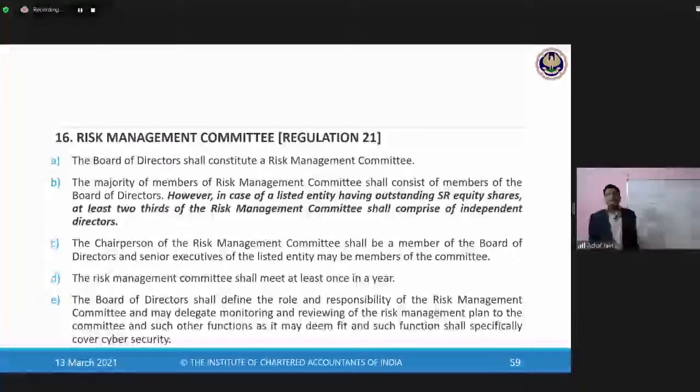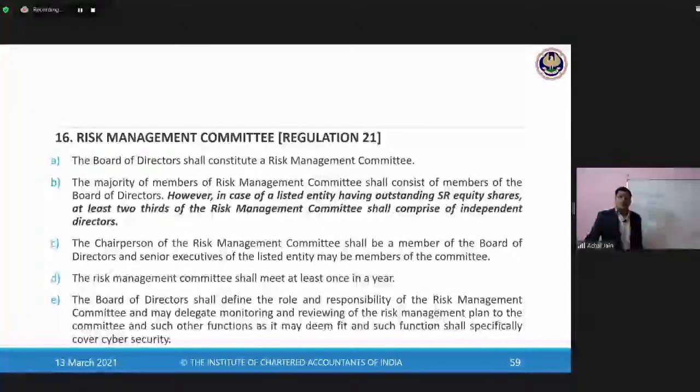Board of directors shall define the role and responsibility of the risk management committee and may delegate monitoring and review of the risk management plan to this committee and such other functions as it may deem fit, and such function shall specifically cover cyber security.